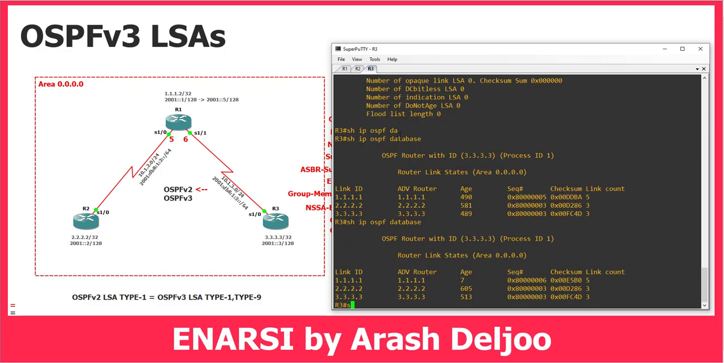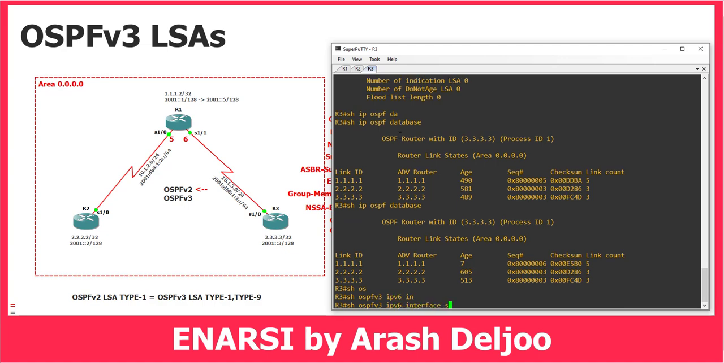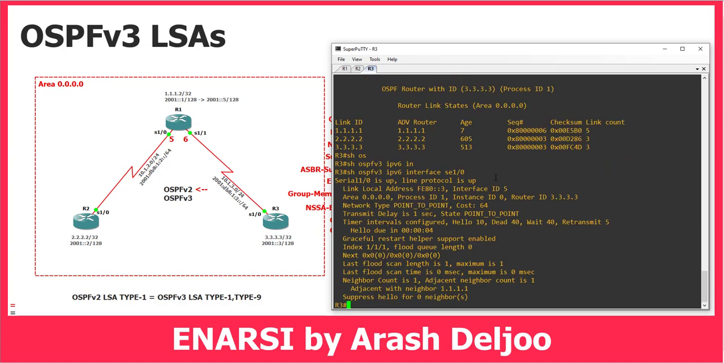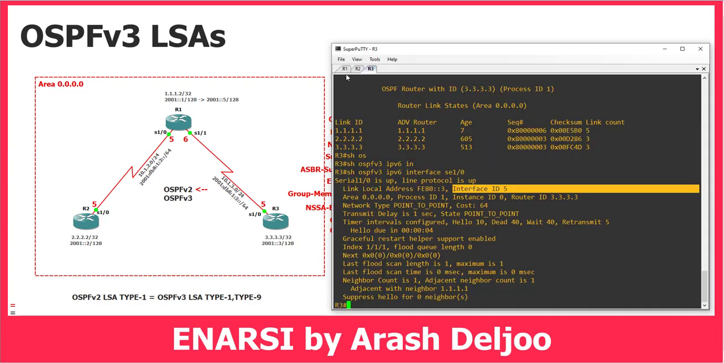In router 3 also, show OSPFv3 IPv6 about the interface serial 10 has the interface ID of 5. This is only random. We don't have any rule about the interface ID number. Here we have interface ID of 5 and also 5. Now we can better understand the content of the database.